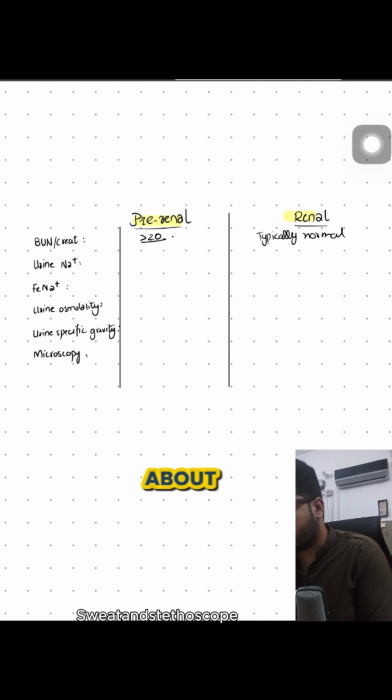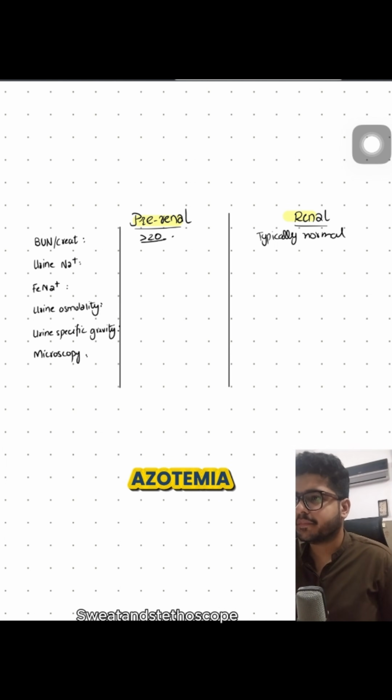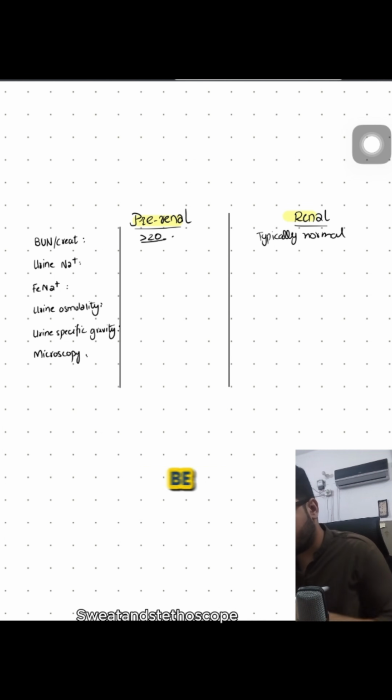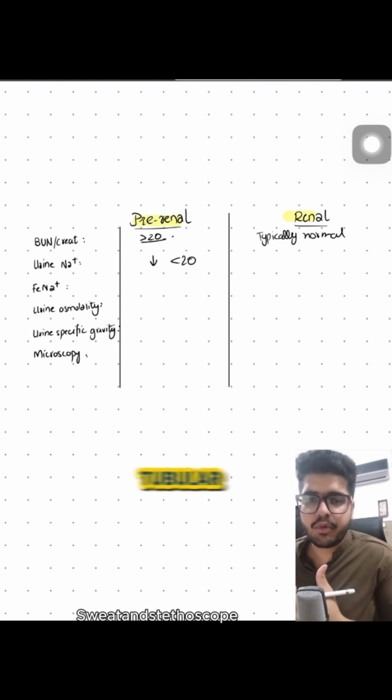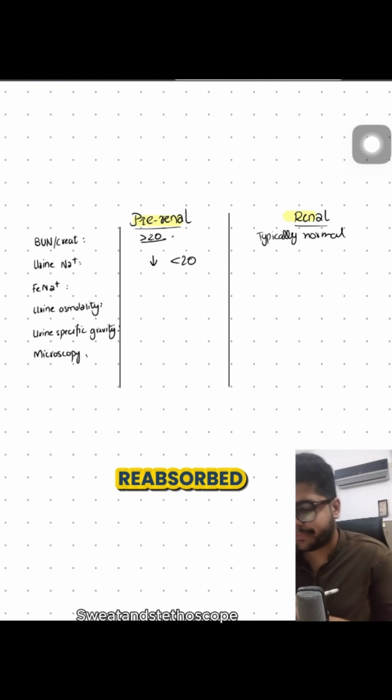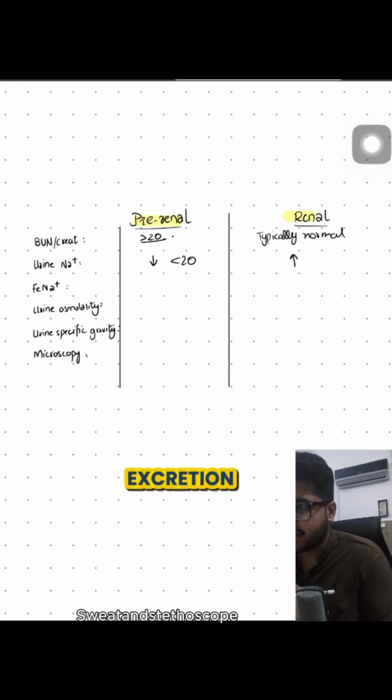Now let's talk about the urine sodium. In the case of prerenal azotemia, urine sodium is going to be low, usually less than 20 milliequivalents per liter. Why so? Because your renal tubule is intact, it is being reabsorbed. And in the case of renal azotemia, it is going to be high. Same goes with the FeNa, that is fractional excretion of sodium: less than 1% in prerenal azotemia and greater than 2% in the case of renal azotemia.